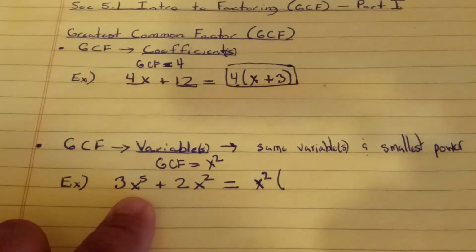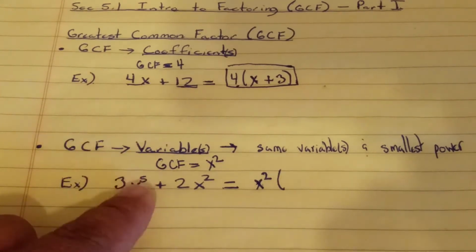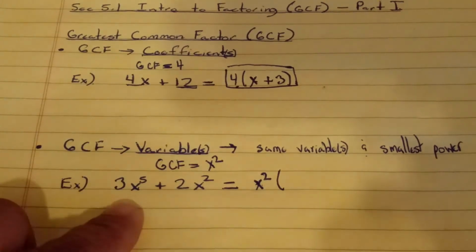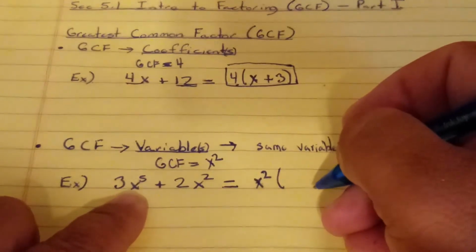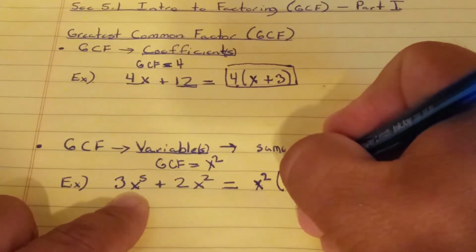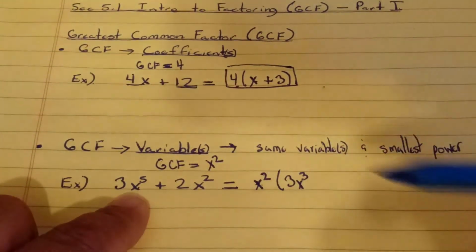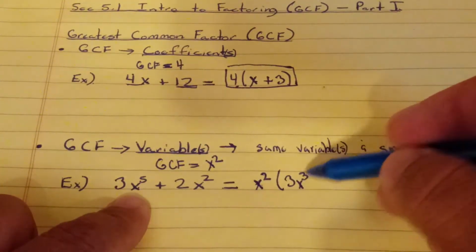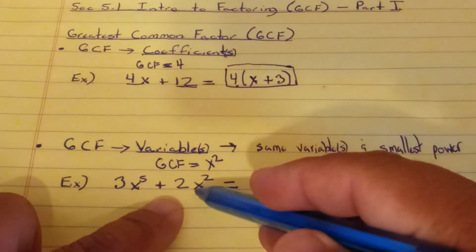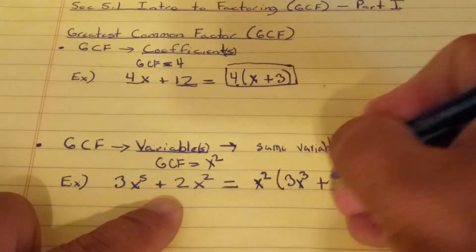If we're going to factor it out, it doesn't work the same way as what we did with coefficients. When you factor out a variable, you're actually taking it away. So here we're taking away x squared from x to the 5th. So we're going to end up with 3x to the 3rd. In other words, you're taking out that x squared from x to the 5th, and you're left with x to the 3rd. And we're also going to factor it out from 2x squared. So if you're taking it out from there, we're left with plus 2.